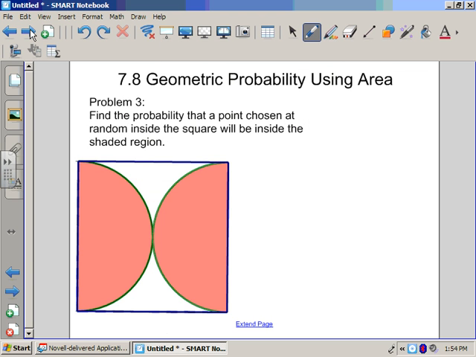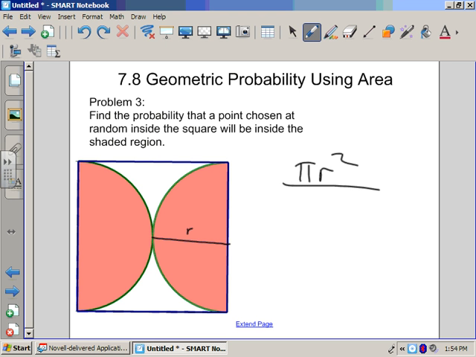How about problem 3? Don't let this one fool you. This is like a circle that got cut in half and moved around the other way. But in the end, my favorable region is just a circle whose radius is r. So the area of my favorable region is going to be pi r squared.